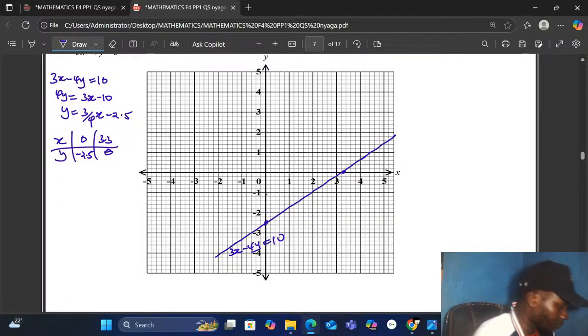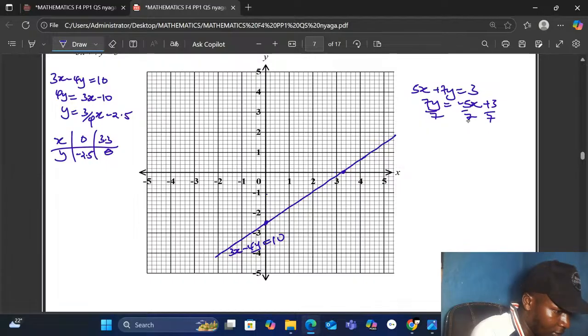Now we move to the next one. The next is 5x plus 7y is equal to 3. So we start with y, so 7y is equal to negative 5x, then plus 3. Divide by 7 throughout. So y will be equal to negative 5 over 7 x, then plus 3 over 7.